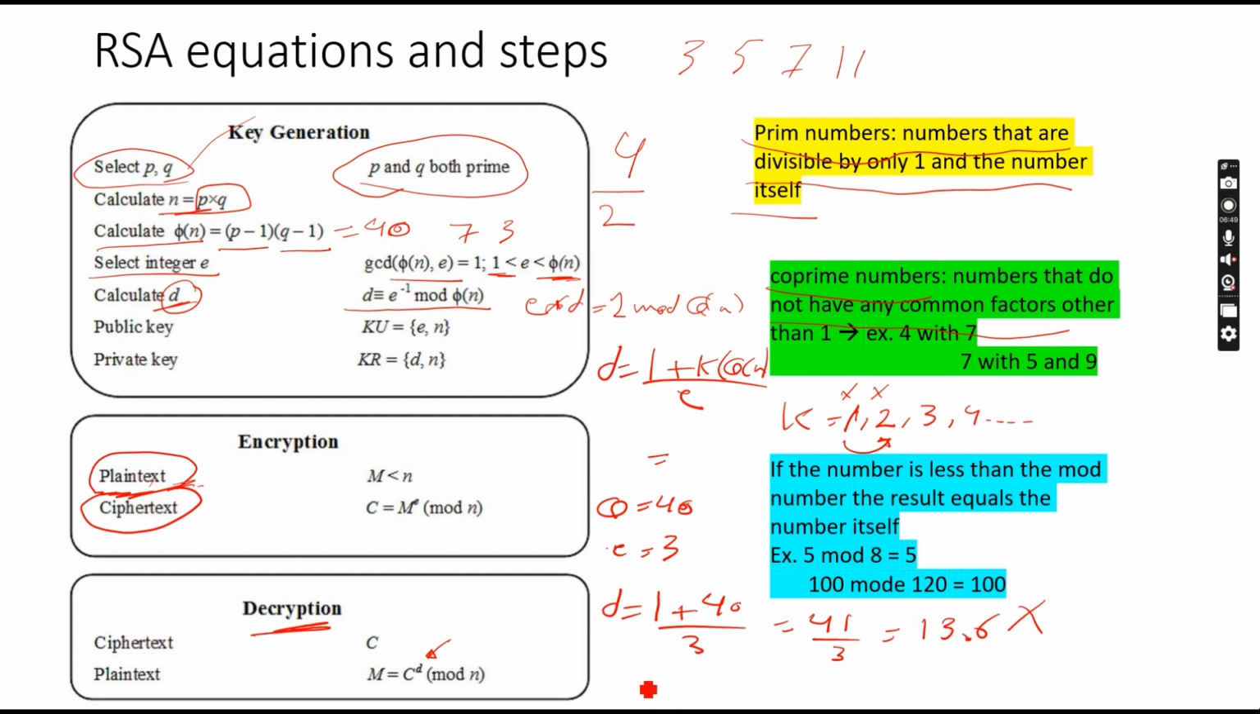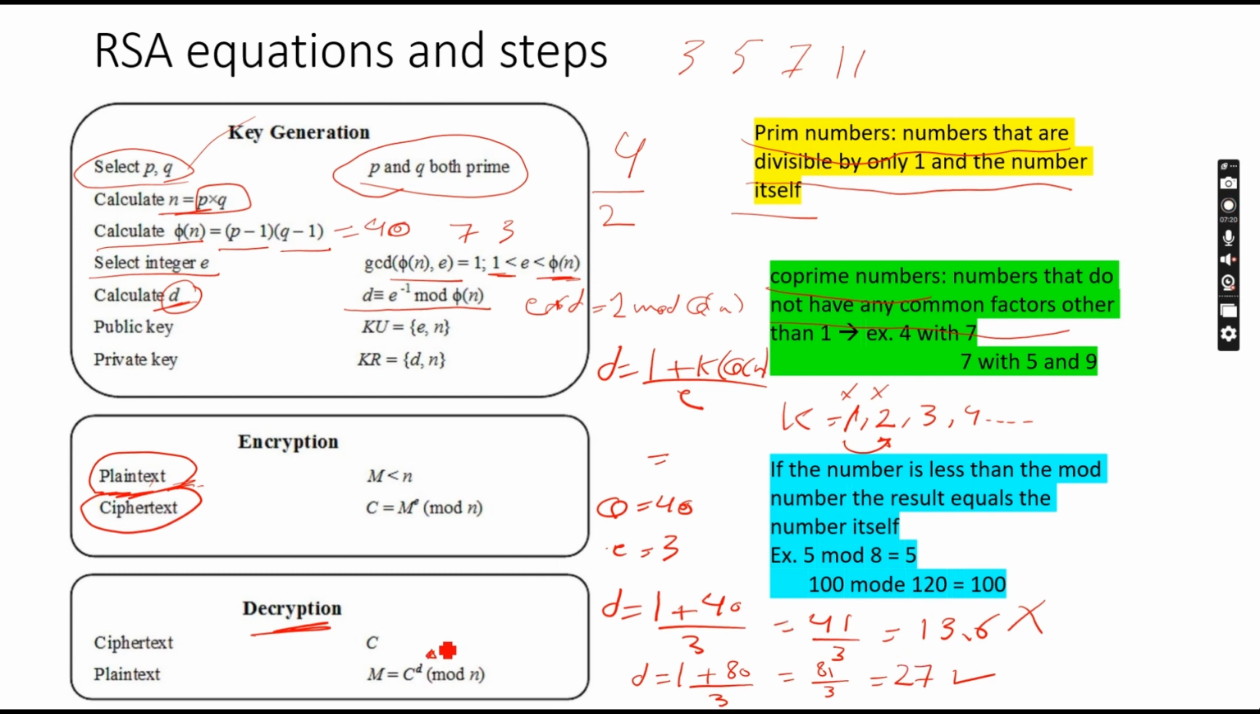Now let's try the other one. What if d equals, now k equals 2, okay? Now k equals 2, so it will be 1 plus 80 over 3, correct? And this equals 81 over 3, which is 27. And yes, 27 is a whole number with no decimal points, so d equals 27. So now I found d.